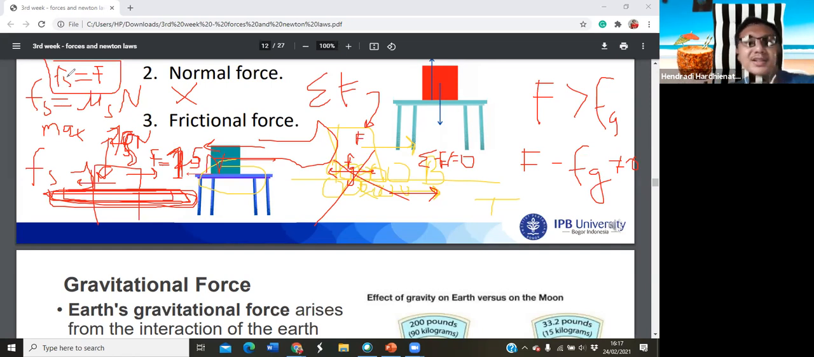So the friction force is not equal to mu s times n, where mu s is the coefficient. The coefficient is the strength of the adhesion force between the book and the table. So the conclusion is that the static frictional force is always the same as the pulling force.